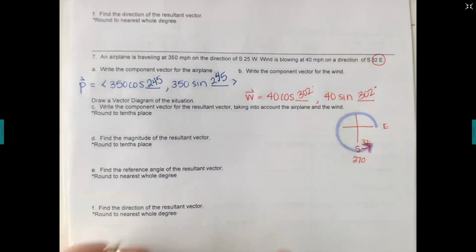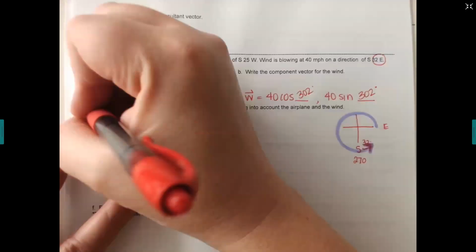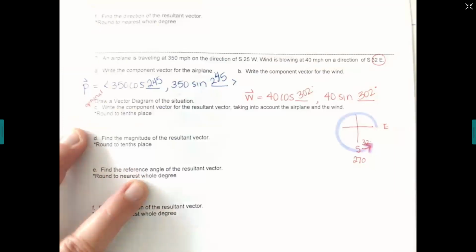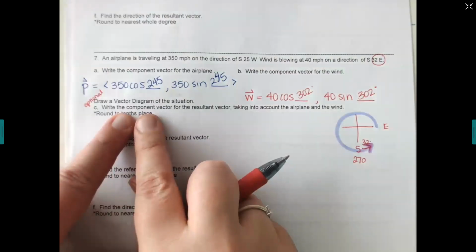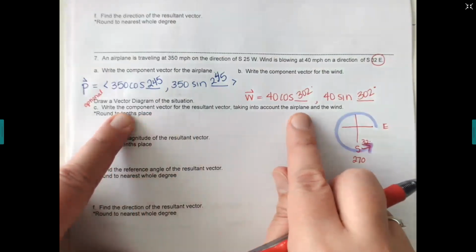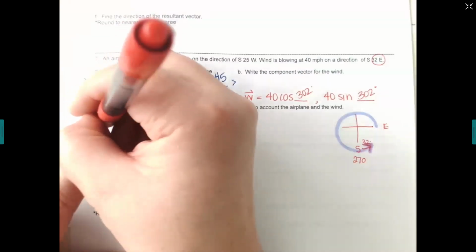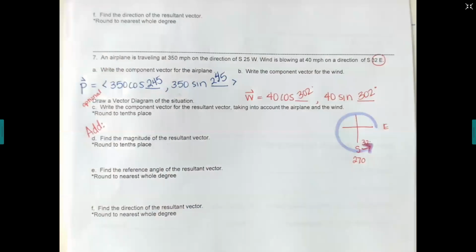Now, the next step says to draw a vector diagram. I'm gonna make that step optional because I didn't put it on your test. You should be able to do it, but I made that optional here. For the next section, we're gonna write the component vector, taking into account the airplane and the wind. That means we're going to add. In the calculator, you put the two X's together and then the two Y's together. We're gonna round to 1 decimal.